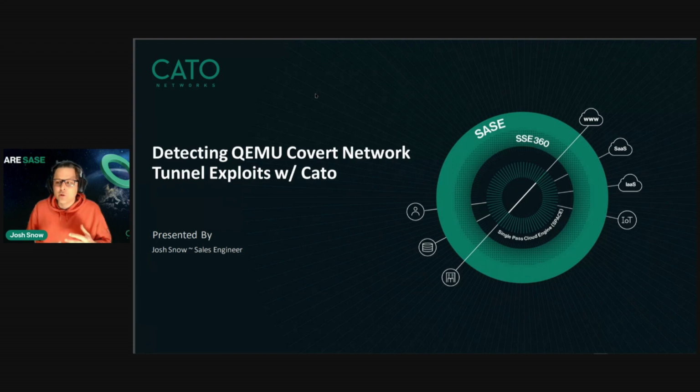From time to time, I like to look at security breaches or exploits that are happening in the cybersecurity world and say, how would Cato detect that? What could we do within the Cato platform to start to identify this type of threat? So let's get right into it.